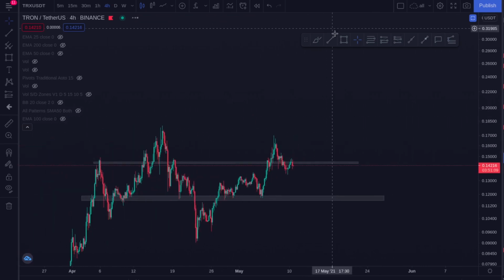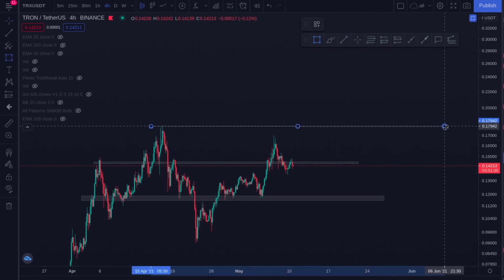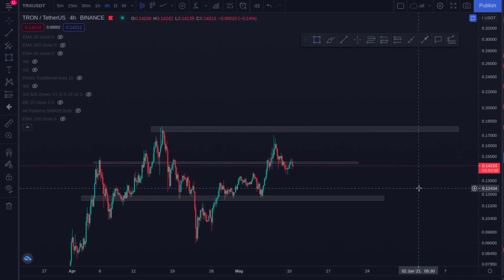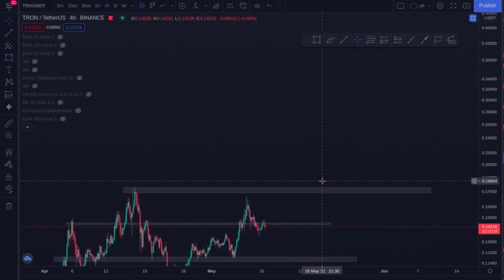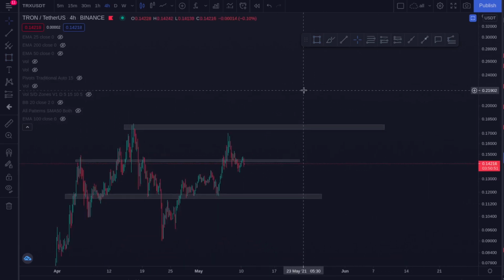So the price targets would be, the first target can be these previous highs of 0.17, and if it reaches there, then we'll figure out the next targets.